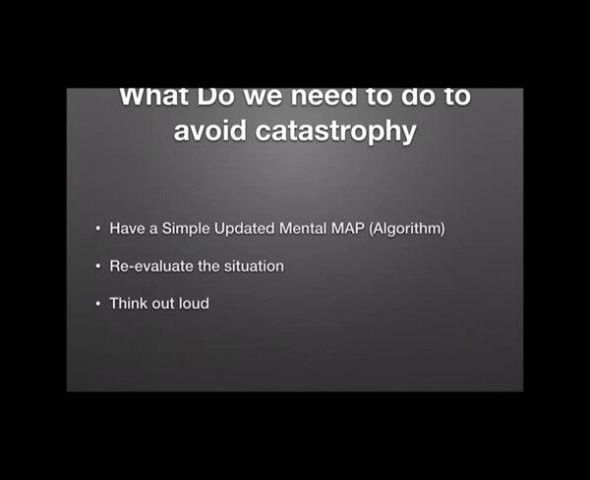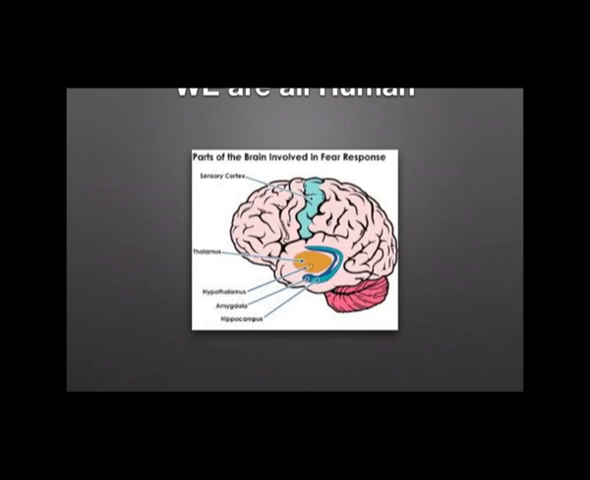Okay? So what do we need to do to avoid catastrophe? Have a simple updated mental map, reevaluate the situation, and think out loud. And that's what I did, only one thing, which is I thought out loud in front of the nurses with that situation. And again, remember, in this situation, your frontal part of the brain is not controlling your actions. So your actions are independent of your frontal part, which tells you what is the right thing and what is the wrong thing. So the chances of doing the wrong thing is very high compared to doing the right thing.